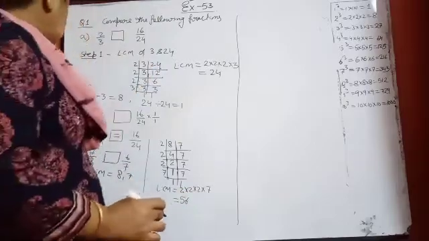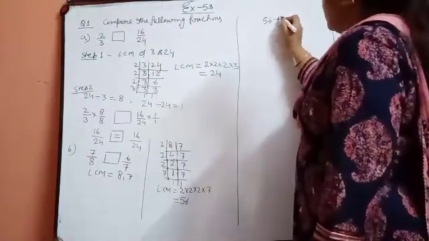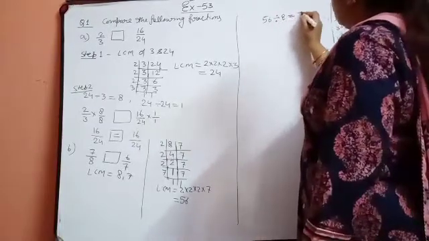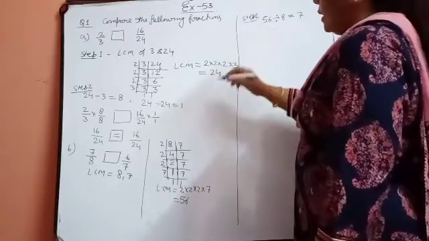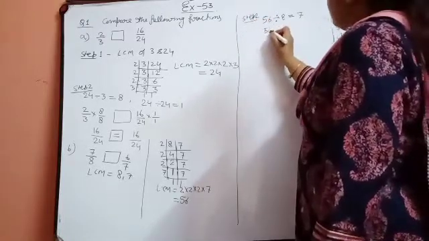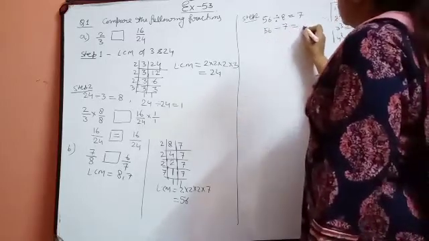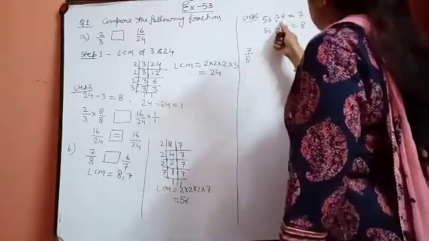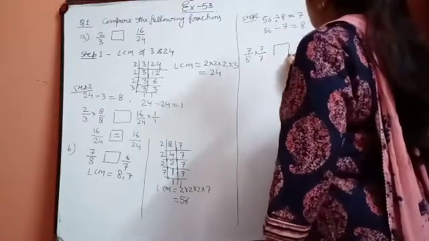Okay. Now this 56 will be divided by the first fraction's denominator, that is 8. Okay. What will come? 7. This is your step number 2. Again 56, the LCM, will be divided by the second fraction's denominator, that is 7. 7 8s are 56. So you can see that when 7 upon 8 we have divided by 8, what came? 7. So it will be multiplied by 7 upon 7 in the box.